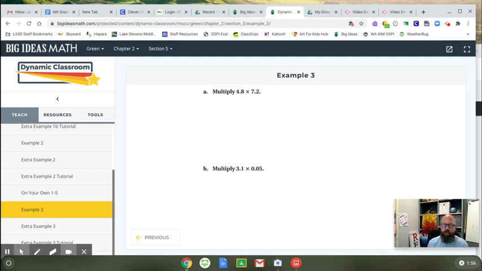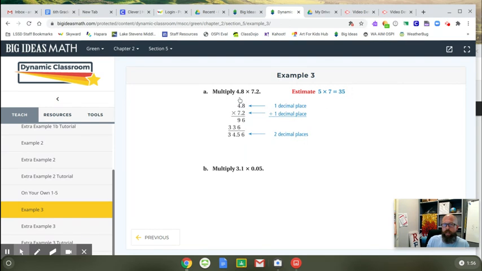2.5 example 3. Now we're multiplying where both numbers have a decimal. So not too much different. You just have to count the decimal places on both numbers instead of just one. So we got 4.8 times 7.2. If you like to estimate, it's 5 times 7, so our answer should be around 35.